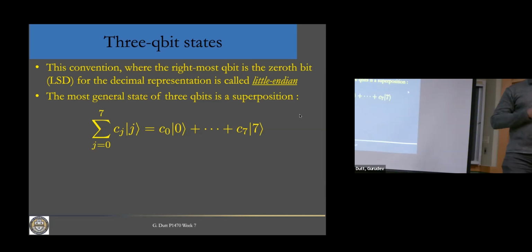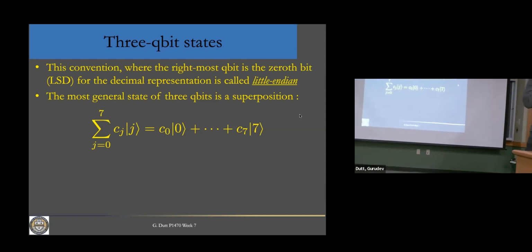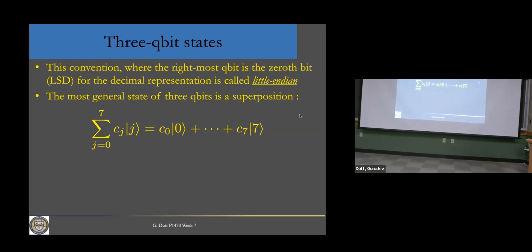And I need to double check the IBM citation. I'll let you know what that was. Double check. Okay.